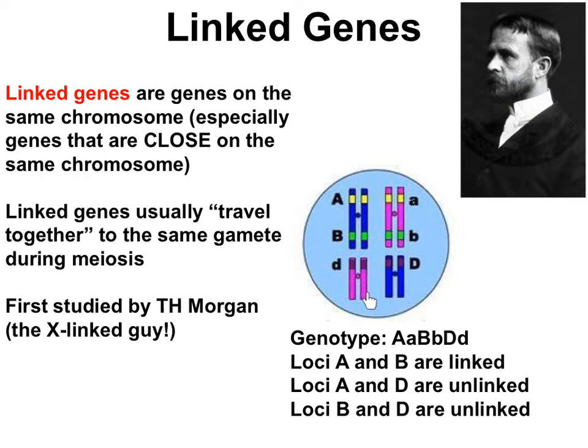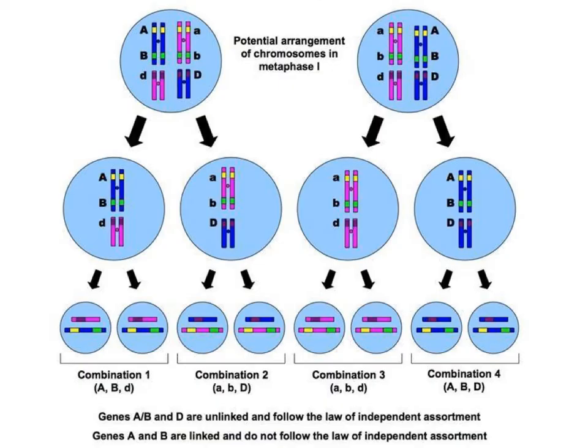Let's look at this example over here. We're following 3 loci, A, B, and D. Since A and B are on the same chromosome, A and B are linked. Since B is on a separate chromosome to D, and A is separate than D, D is not linked to A or B. It's easy to imagine how this would play out during meiosis.